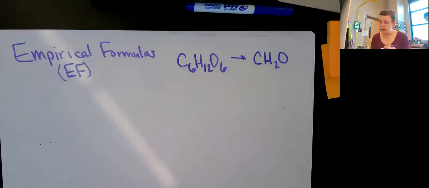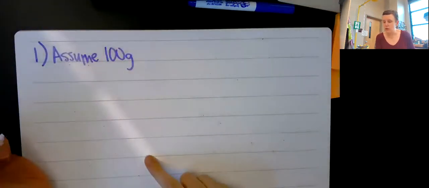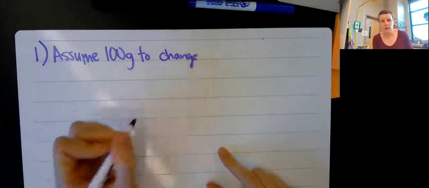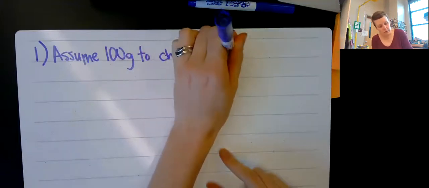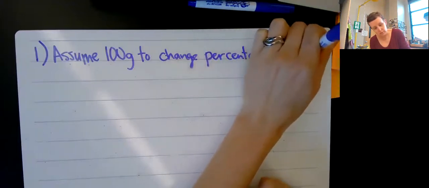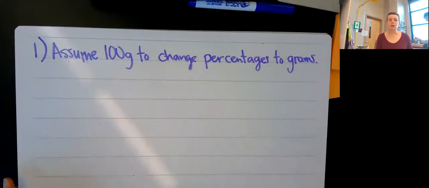Okay, there are several steps to finding an empirical formula, and I want to go through those with you. And this is in the steps to determine empirical formulas, okay? So step one, we're going to assume 100 grams to change percentages to grams.